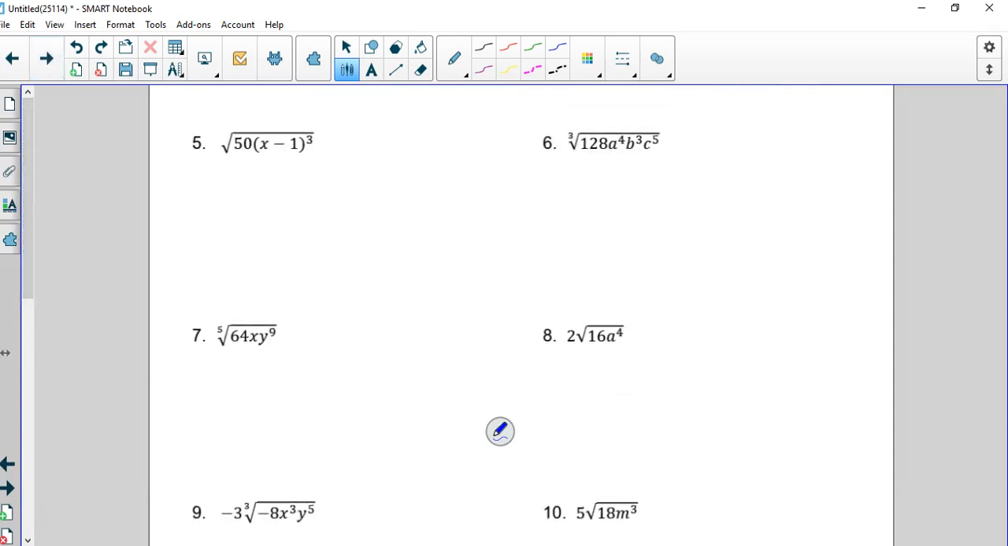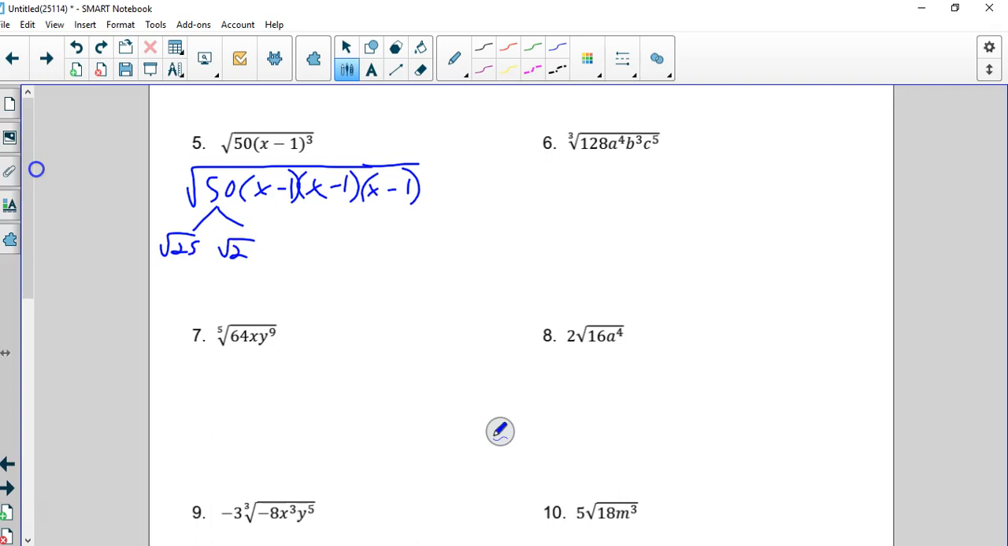So let's think about number 5. This is kind of a tricky one. In here, we have a 50. And we have an x minus 1, an x minus 1, and an x minus 1. Well, 50, we talked about yesterday, breaks down to the square root of 25 times square root of 2. Let's incorporate the new idea. We have 1, 2 groups that can come out. So the square root of 25 is 5. We can bring out this x minus 1 group.